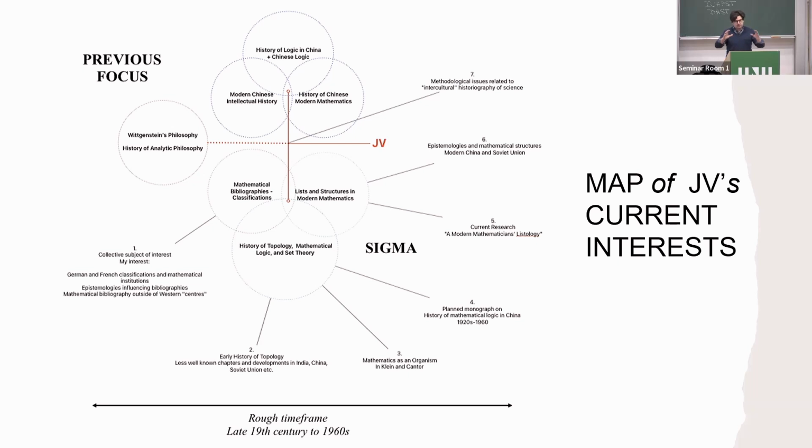And then there is the third sphere, the third collection of interesting topics I'm working on right now, which is analysis of lists and structures in modern mathematics. I will tell you more about that a little bit later.